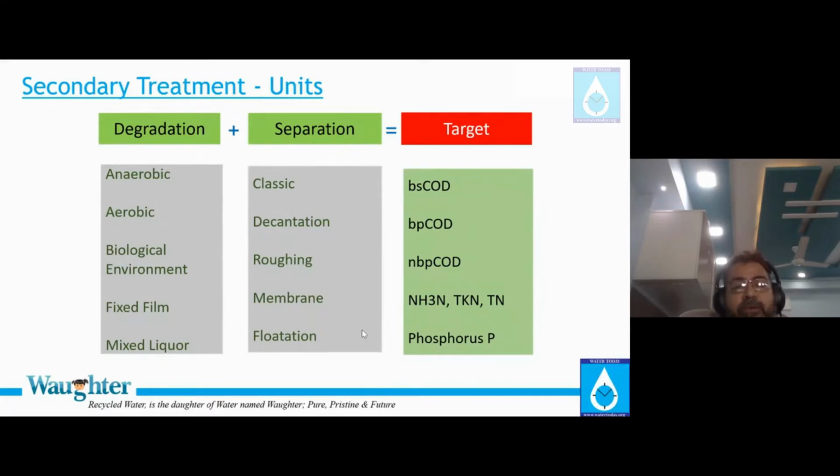And then you don't apply the same formula. So what can we do for degradation? We can do degradation by anaerobic process, aerobic process. Biological environment is important. We have to bother about things called fixed films. We have to bother about terms called mixed liquor. When it comes to separation, we'll think of classic separation, decantation, roughing, membrane, flotation.